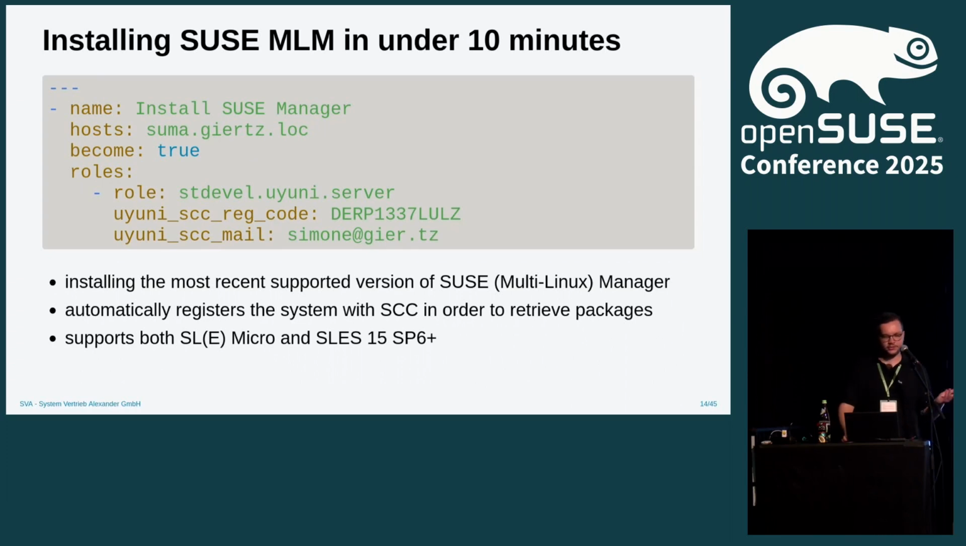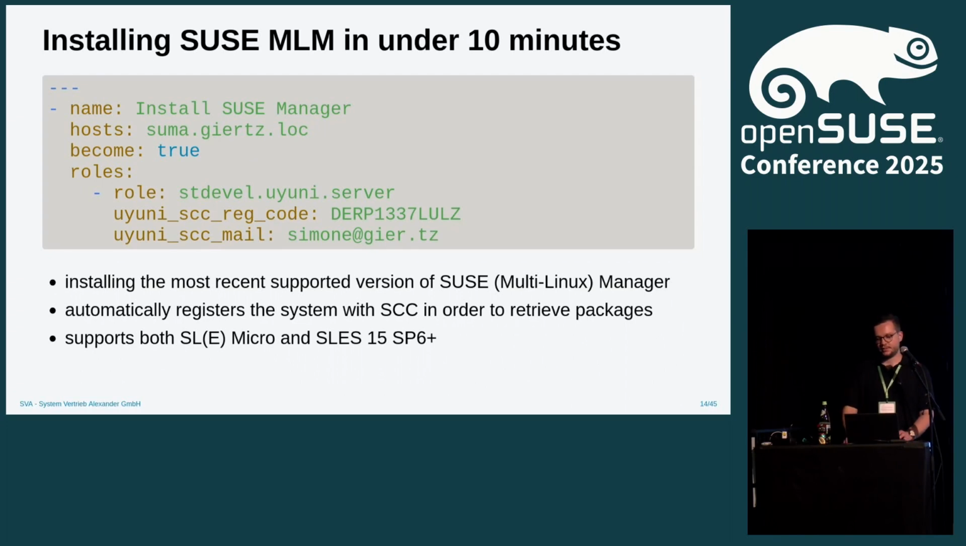Yeah, so this one will just install the most recent supported version of Multi-Linux Manager, which is currently 5.0.4, and in the future will be 5.1. And it supports both SUSE Linux Micro or SUSE Linux Enterprise Micro and SLE 15 SP6 and newer, because those are the releases that are supported by SUSE. And we have some prerequisite checks, and then we'll go ahead and do the magic.